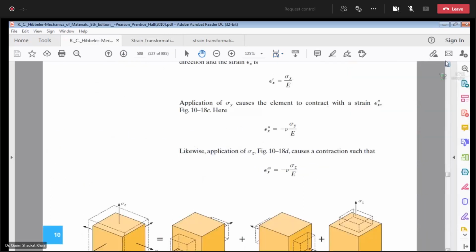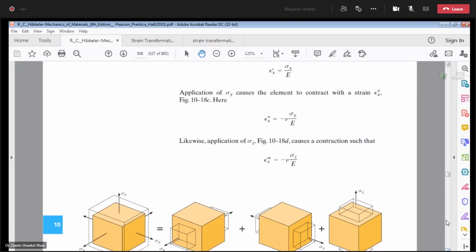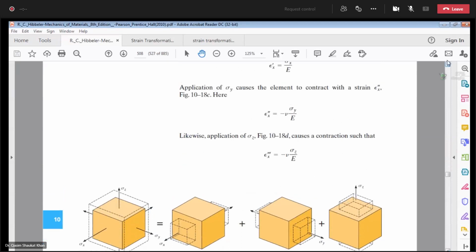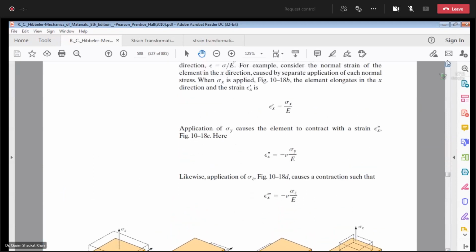In the book they are showing only positive, let me explain to you. Let's say I want to calculate the strains in y direction. When sigma y is applied, the element elongates in the y direction. So what will the strain be? Epsilon y dash is equal to sigma y over E. So this is your normal strain in the y direction.